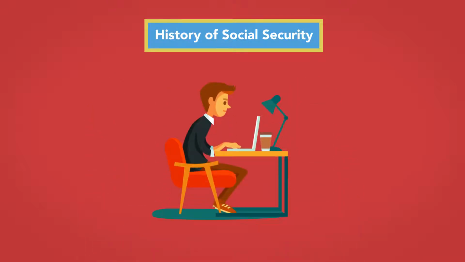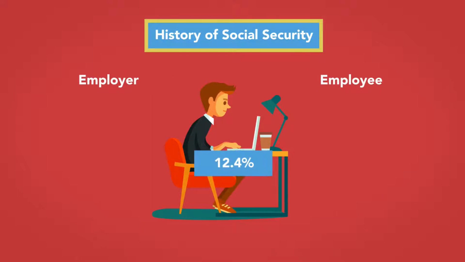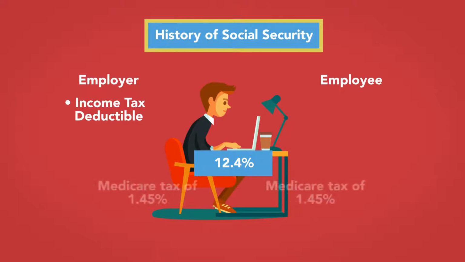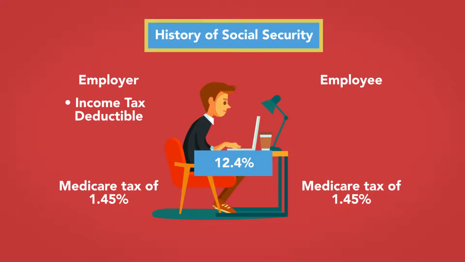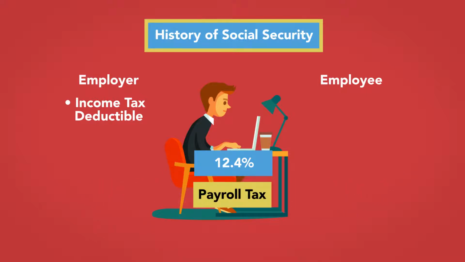Self-employed people must pay both sides of the Social Security tax for a total of 12.4%, though the employer's side is income tax deductible. There's also a Medicare tax of 1.45% on each the employer and the employee's side that rounds out to what we colloquially call the payroll tax.